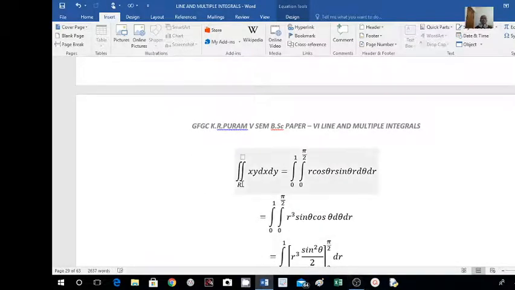This is the given integration, x y dx dy. Here r ranges from 0 to 1, theta ranges from 0 to pi by 2, x into y, where x is r cos theta, y is r sin theta, and dx dy is r dr d theta. These are the limits of theta, therefore first I have to integrate with respect to theta, and these are the limits of r, then we integrate with respect to r.